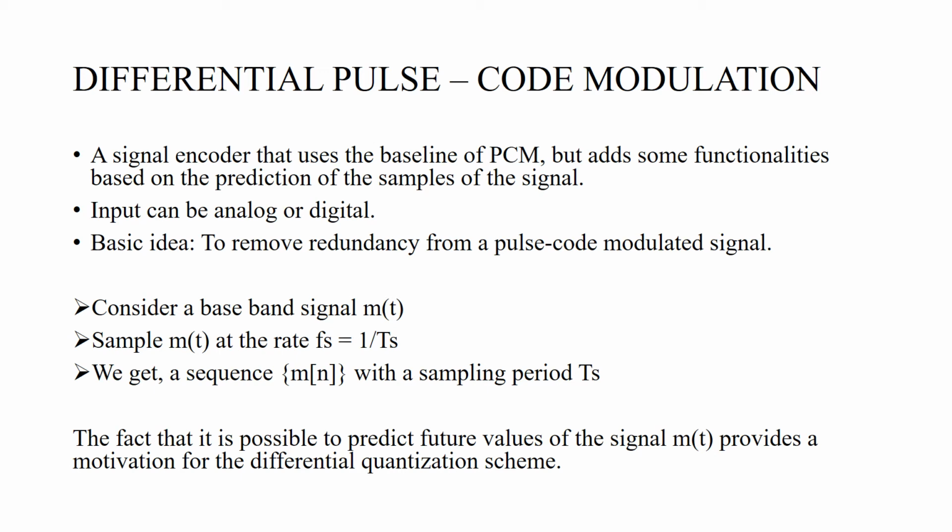The encoded signal contains redundant information, which means the signal we get, that is the output of PCM, will contain redundant information. So now we have to remove this redundancy, and this is the basic idea of DPCM. Now consider a baseband signal M of t, and sample this M of t at the rate Fs is equal to 1 by Ts. We get a sequence M of n with sampling period Ts. If we know past behavior of the signal up to some extent, we can make predictions to estimate the future value. And the fact that it is possible to predict the future values of the signal M of t provides a motivation for the differential quantization scheme.